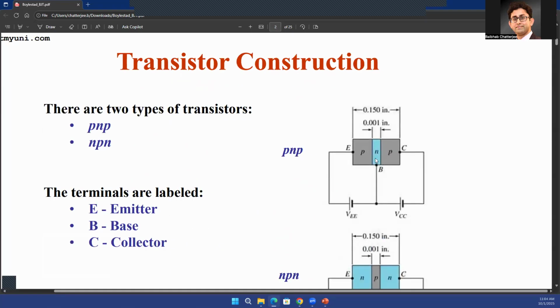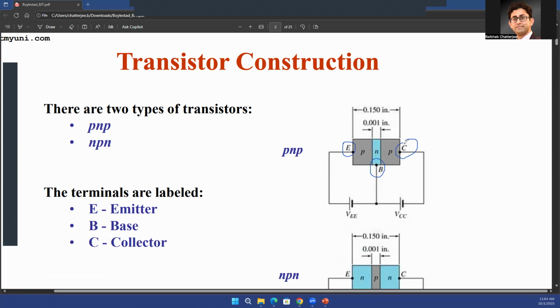Now, eventually what you have in that case is three terminals. So the diode was a two-terminal device. You had the P terminal and the N terminal, but the BJT is a three-terminal device. And these three terminals are called emitter, base, and collector. The emitter will mean the emitter of majority carriers. We already learned about majority carriers when we were discussing diodes.